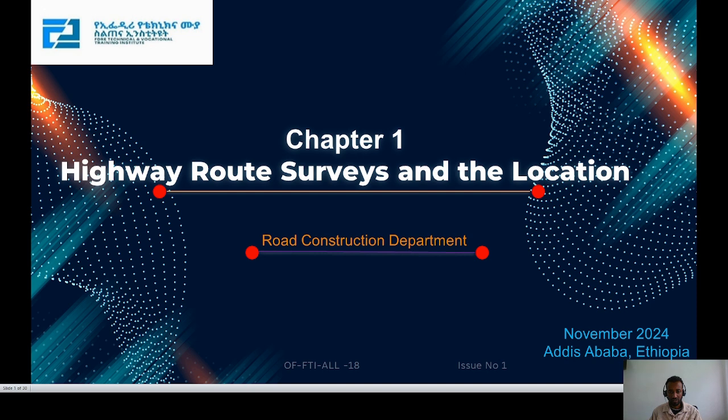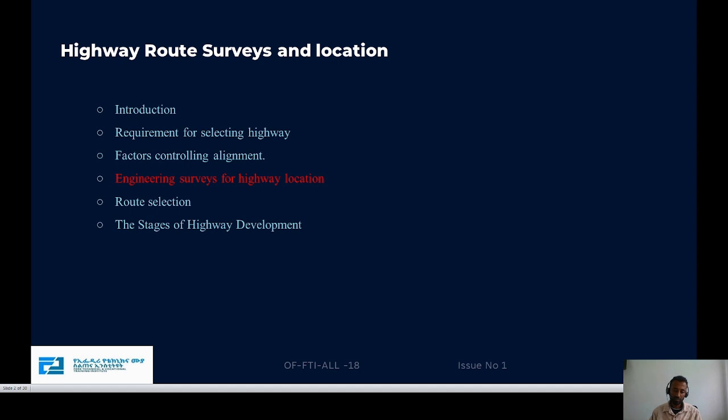I am here to present the third video lecture from chapter 1. Chapter 1 deals with the highway route survey and locations. In the previous videos, we dealt with the general introduction to highway route survey and locations, also the importance of transportation and the major disciplines of transportation in the introduction parts, and also the basic important requirements for selecting a highway.